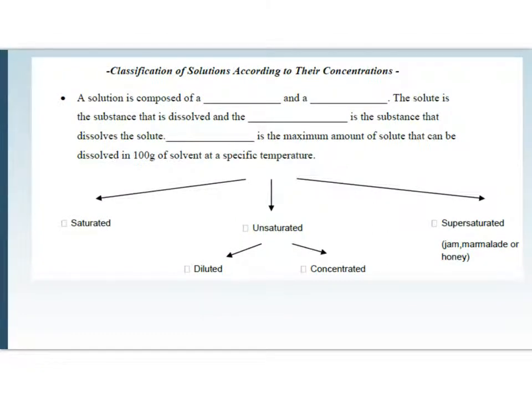Classification of solutions according to their concentrations. Now remember, we have already said that a solution is composed of a solute and a solvent. The solute is the substance that is dissolved, and the solvent is the substance that dissolves that solute. We have another term, new for this year, called solubility. This is the maximum amount of solute that a specific amount of solvent can dissolve.